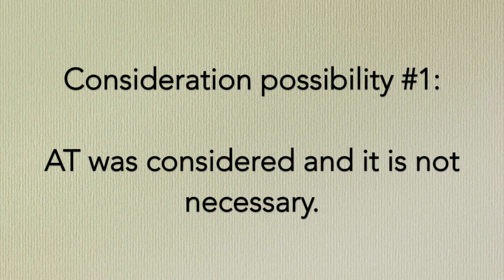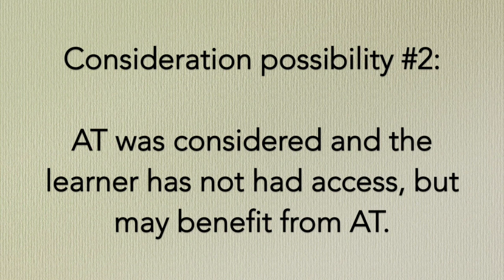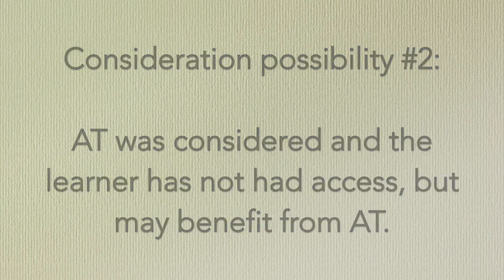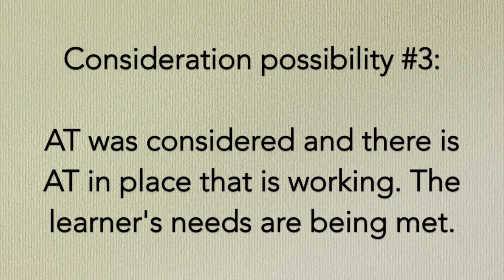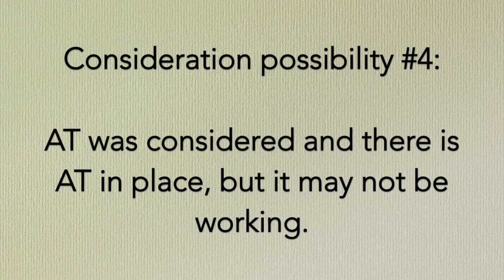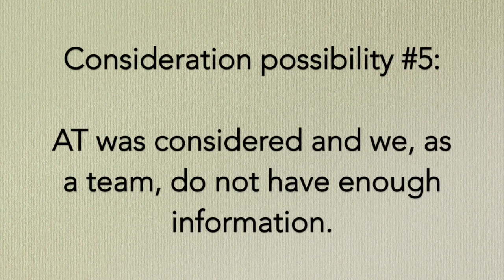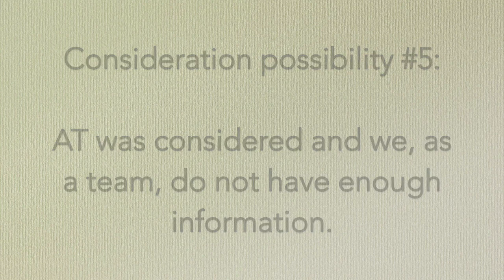And when considering AT for people, there are 5 possibilities. 1, AT was considered and it's not necessary. 2, AT was considered and the student has not had access but may benefit from AT. 3, AT was considered and there's AT in place, it's working, and the student's needs are being met. 4, AT was considered and there's AT in place, but it may not be working. 5, AT was considered and we as a team do not have enough information.